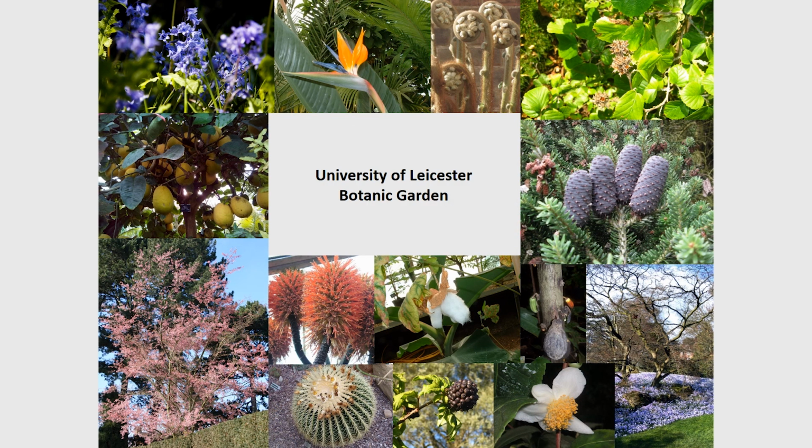All these pictures were taken at the University of Leicester Botanic Garden. There are wild animals and birds such as squirrels, newts and many insects. Can you see the different reproduction stages of the plants shown?